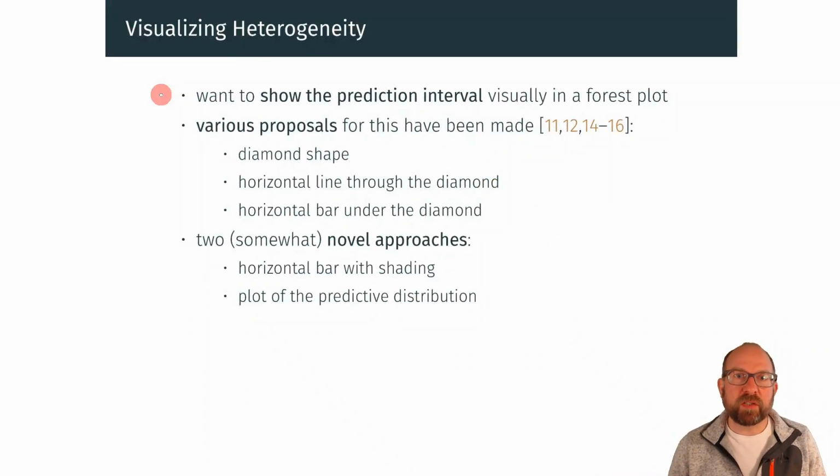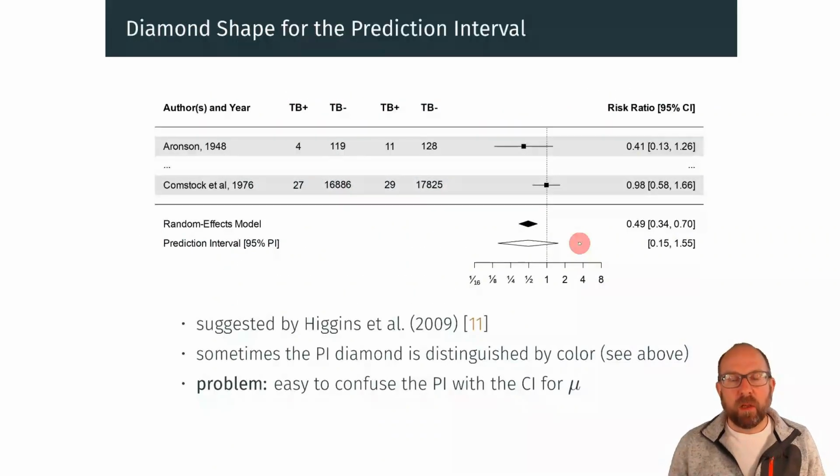This raises the question how we could show the prediction interval in a forest plot. And actually various proposals for this have been made over the years, and I will show these in a second. And I want to describe two novel approaches for showing the prediction interval in a forest plot. The first proposal is to just use the same shape that we use for the pooled estimate, namely such a diamond shape, but we may want to distinguish the diamond for the prediction interval from that for the pooled estimate using color, although it still remains easy to confuse the prediction interval with the confidence interval.